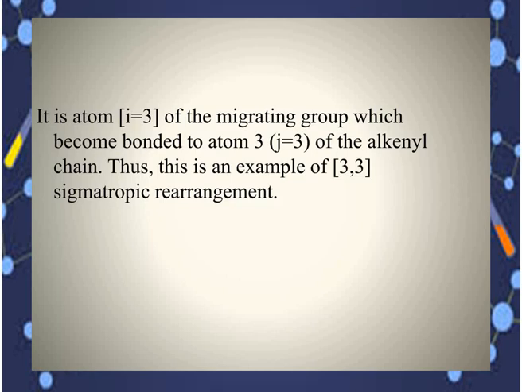So the migrating group is i, you have to write first, and where it is migrated, you have to write last, that is the j value. So in the bracket we are writing i and j. So i is equal to 3 in the case of Cope rearrangement and j is equal to also 3 in the case of Cope rearrangement. That is why we are saying 3,3 sigmatropic rearrangement.